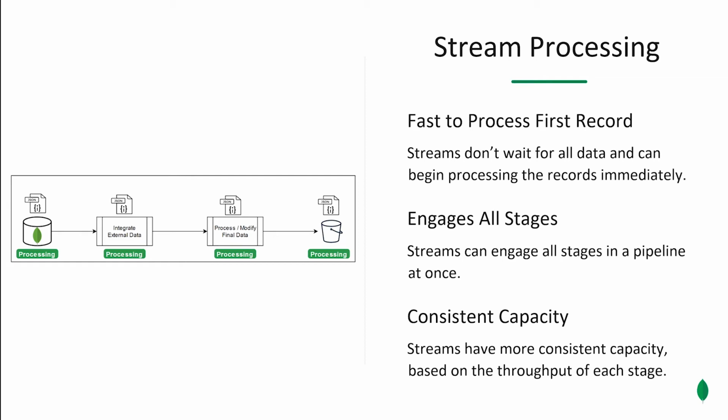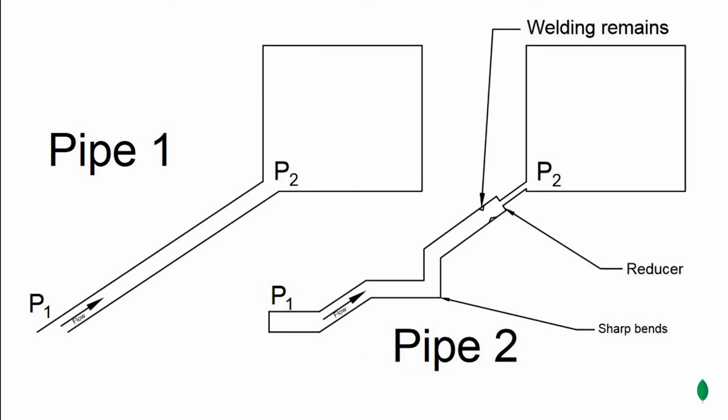Well, interestingly, what's happening here is a thing called back pressure. And here's an example of what back pressure looks like in plumbing. Every time we see any kind of bends, or we see these welding seams or these reducers, they're all affecting the flow of the water through the pipe. And each one of them is causing pressure, back pressure, on the pipe.